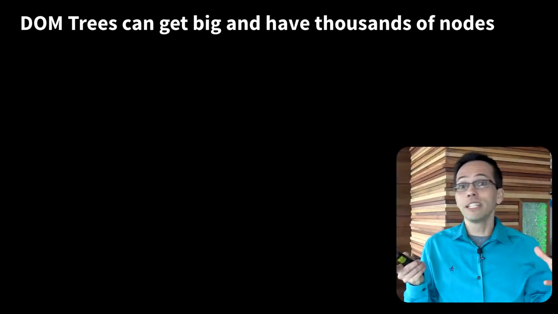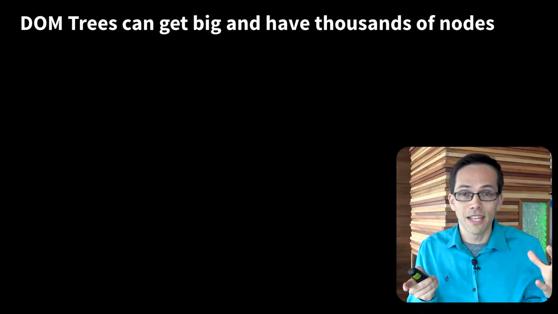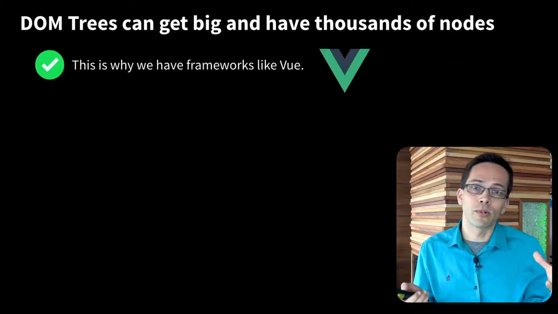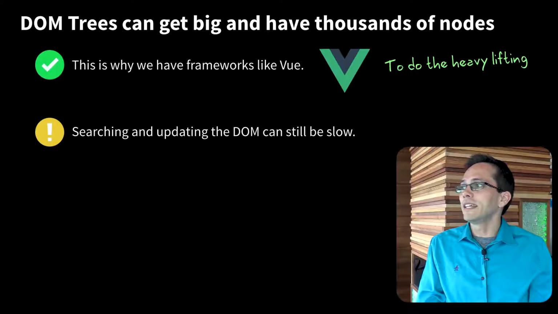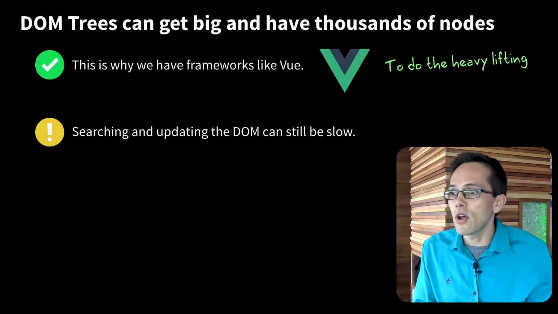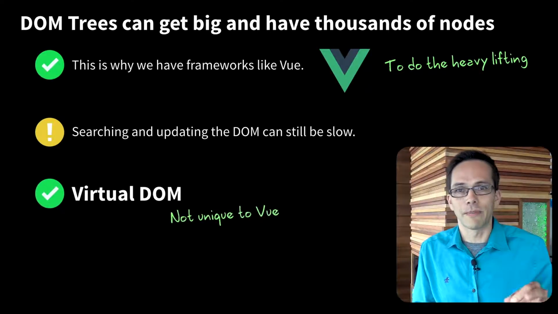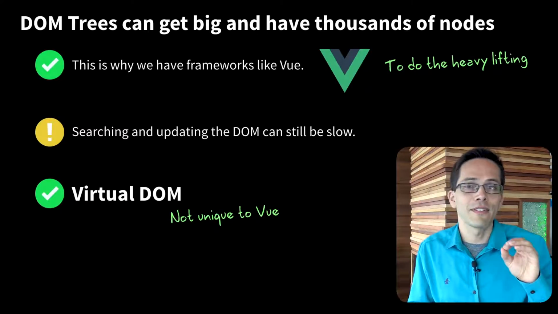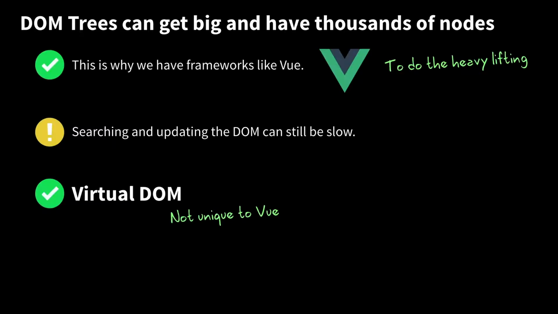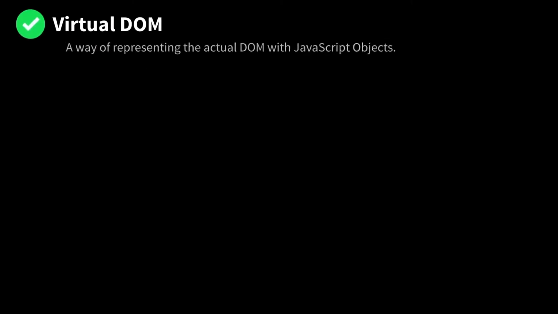DOM trees can get really big and have thousands of nodes. This is why we use JavaScript frameworks like Vue to do the heavy lifting. However, searching and updating the DOM can still be really slow. This is why we have the virtual DOM, and this is not unique to Vue. Lots of JavaScript frameworks have a virtual DOM. This is simply a way of representing the actual DOM with JavaScript objects.